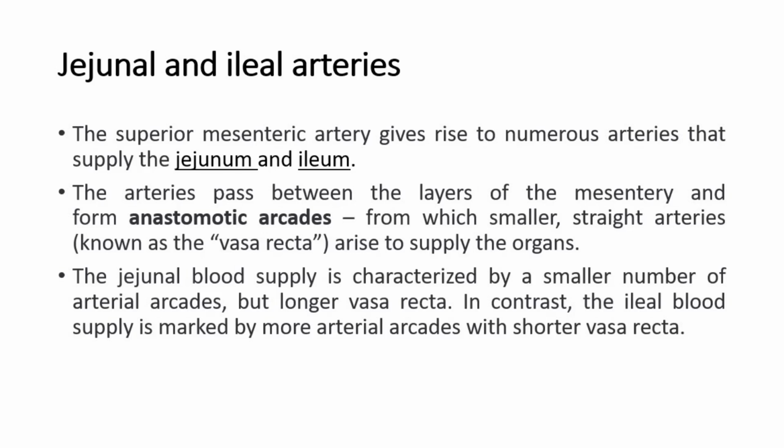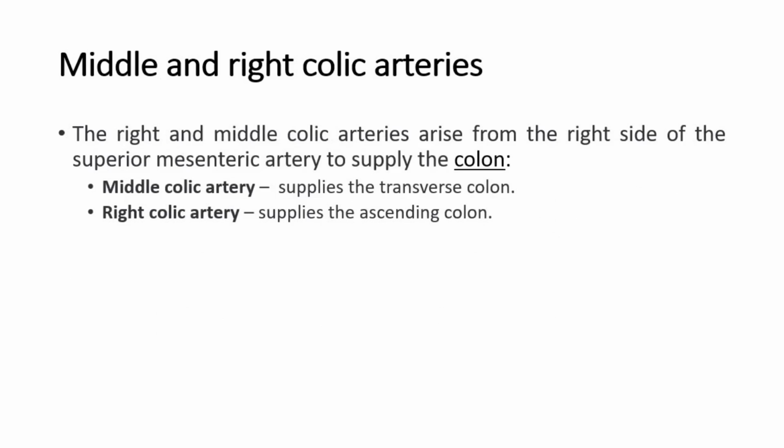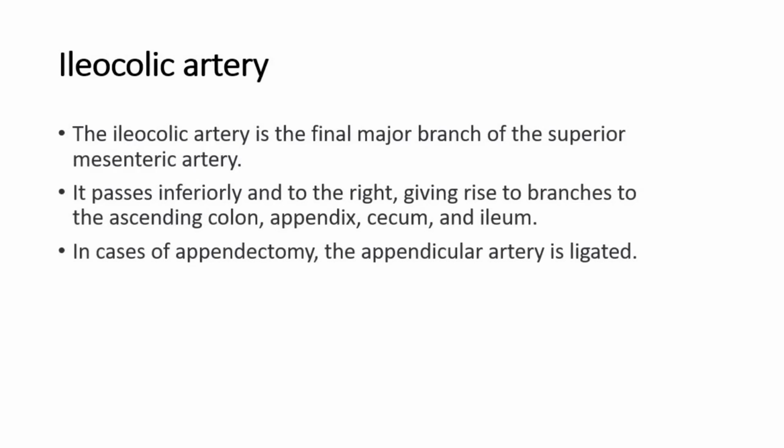Next, the right and middle colic arteries arise from the right side of the superior mesenteric artery to supply the colon. Middle colic artery supplies the transverse colon. Right colic artery supplies the ascending colon. The ileocolic artery is the final major branch of the superior mesenteric artery. It passes inferiorly and to the right, giving rise to branches to the ascending colon, appendix, cecum, and ileum. In cases of appendectomy, the appendicular artery is ligated.